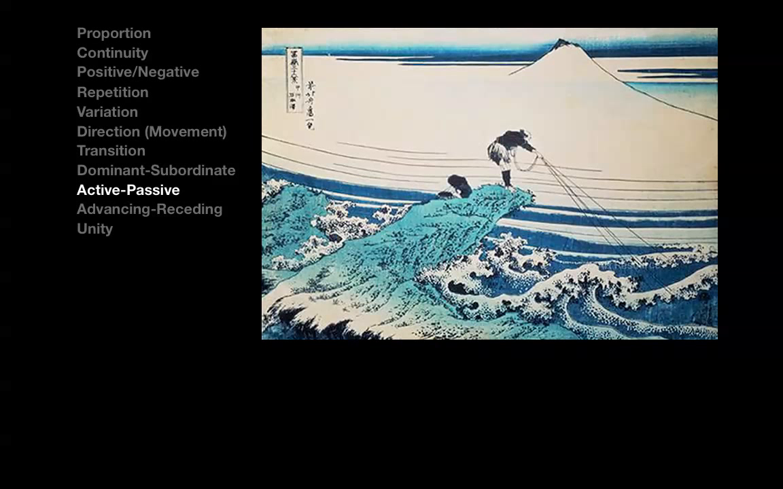This painting by Hokusai poses a clear delineation between active and passive zones, with the negative space under Mount Fuji appearing to be the most passive area. The most active area in this composition is the figure in the center casting his fishing lines.